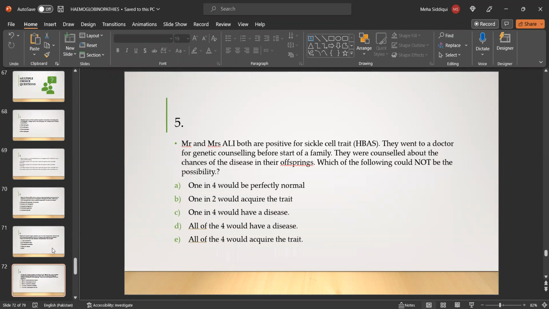D is the right option, that all of the 4 would have a disease. This is not the possibility.